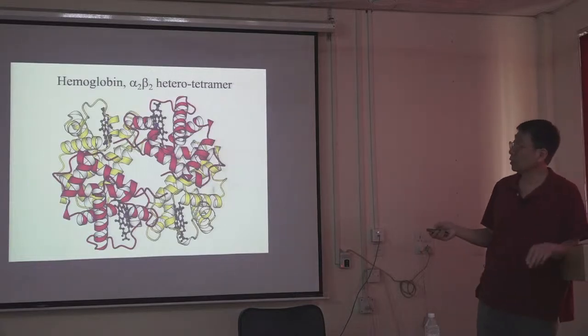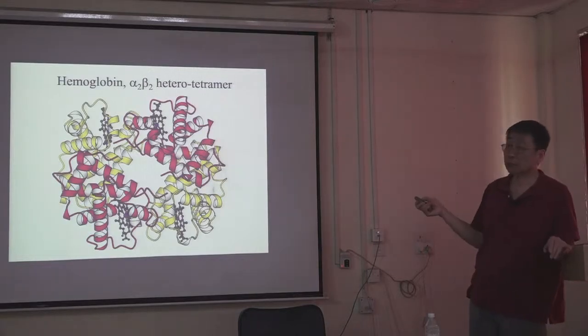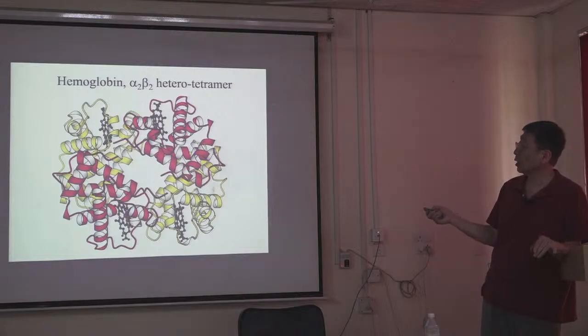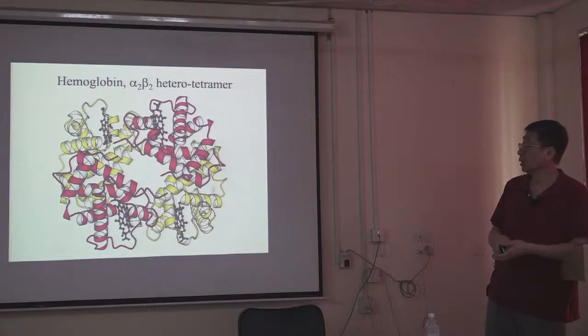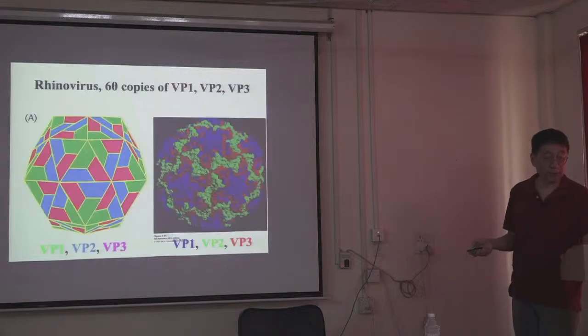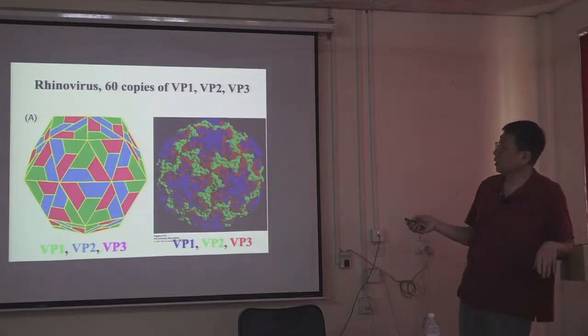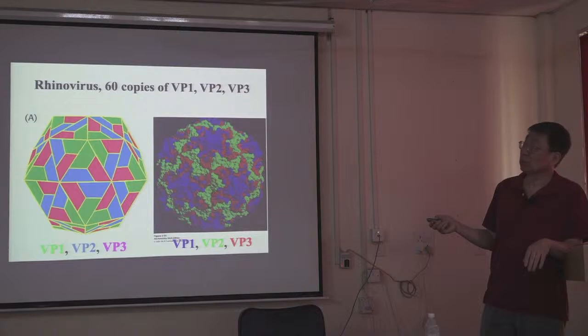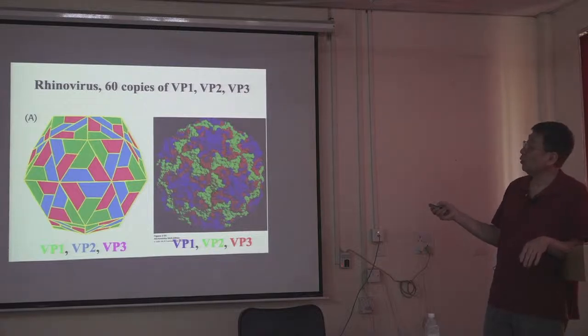And then here, the structure of hemoglobin again. So as I said, a tetramer, two different kinds of subunits, alpha subunit and beta subunit, alpha 2, beta 2. Essentially, 4 molecules, each one binds a heme, as you have here. And then this is the viral capsid, 60 copies of VP1, VP2, VP3.